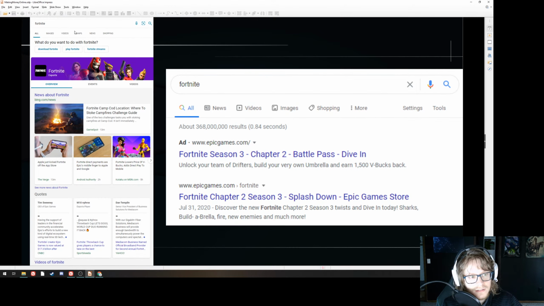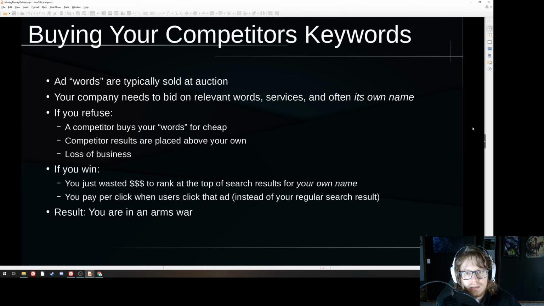So here the ads are very, very buried. On Google, the results are even more nefarious. What is the problem here? You look up Fortnite, and the first result is an ad for epicgames.com. The second result is epicgames.com itself, but organically. So let's look at why that's a big problem.